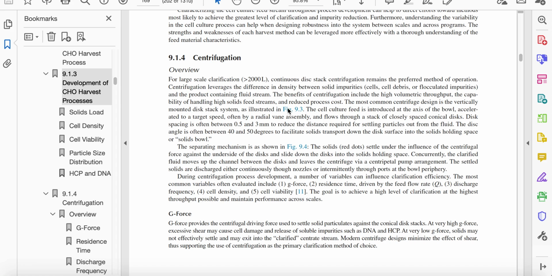G-force provides the centrifugal driving force used to settle solid particulates against the conical disk stack. At very high G-force, excessive shear may cause cell damage and release of soluble impurities such as DNA and HCP. At very low G-force, solids may not effectively settle and may exit into the clarified centrate stream.